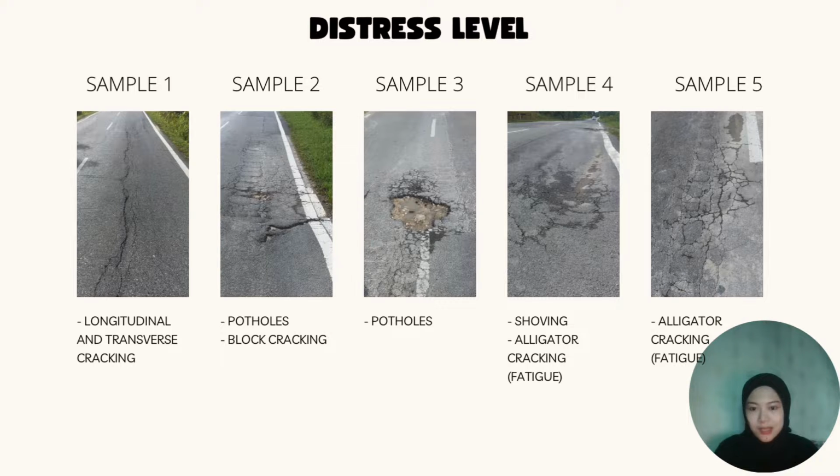Our group had 5 samples for the 1 kilometer road. Sample 1 contained longitudinal and transverse cracking. Sample 2 contained potholes and block cracking. Sample 3 contained potholes. Sample 4 contained shoving and alligator cracking. And sample 5 only contained alligator cracking.